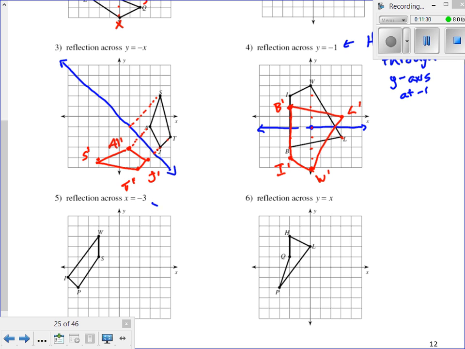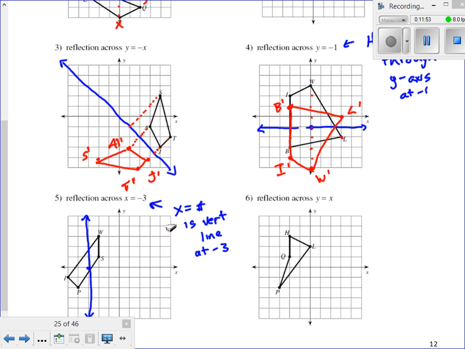X equals -3. Remember, x equals a number is a vertical line at -3. So here we go to x equals -3 on the x-axis. And again, this one's going to be kind of a mess because it goes right through the middle of the figure, but same rules apply.